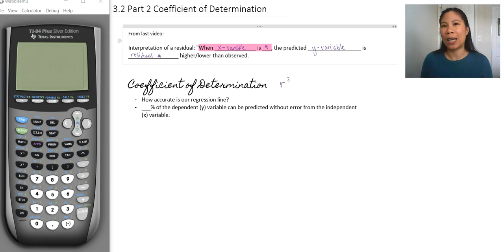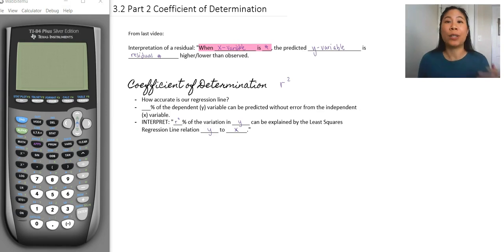So if you had a distribution of values in your data set that was perfectly on a line, so R equals 1 or -1, when you square it, you get 1. That would mean 100% of the y variable can be predicted without error from the x variable, which makes sense, because if all your data points fall exactly on a line, then your equation for that line of best fit should be the best possible to make any other predictions. And so that makes sense that way.